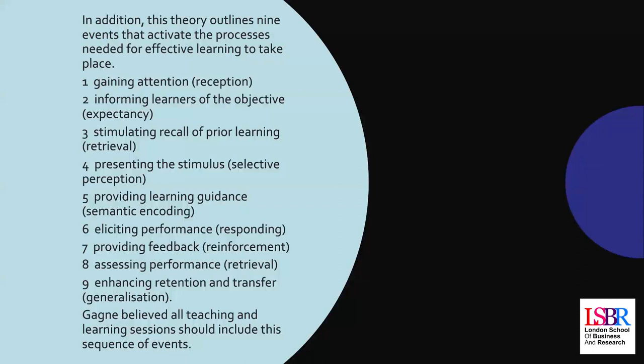And number nine, enhancing retention and transfer. So that might be going over the information as many times as you can during a lesson, at the beginning and then in the middle with the actual learning taking place. And then with your plenary at the end of the lesson, you might want to quickly summarize the main objectives of the lesson. And then you might want to check that they understand what the objectives were. Gagne believed all teaching and learning sessions should include this sequence of events. So it's quite a lot to remember when you're planning a lesson.